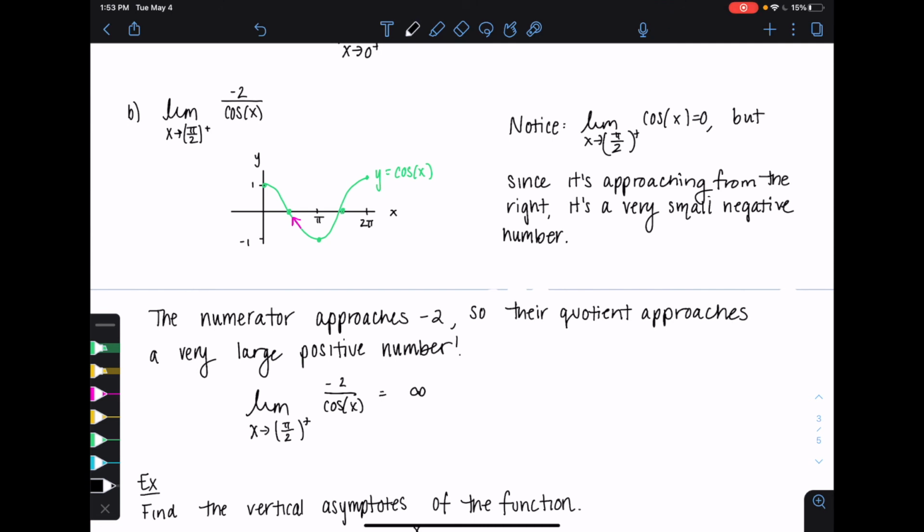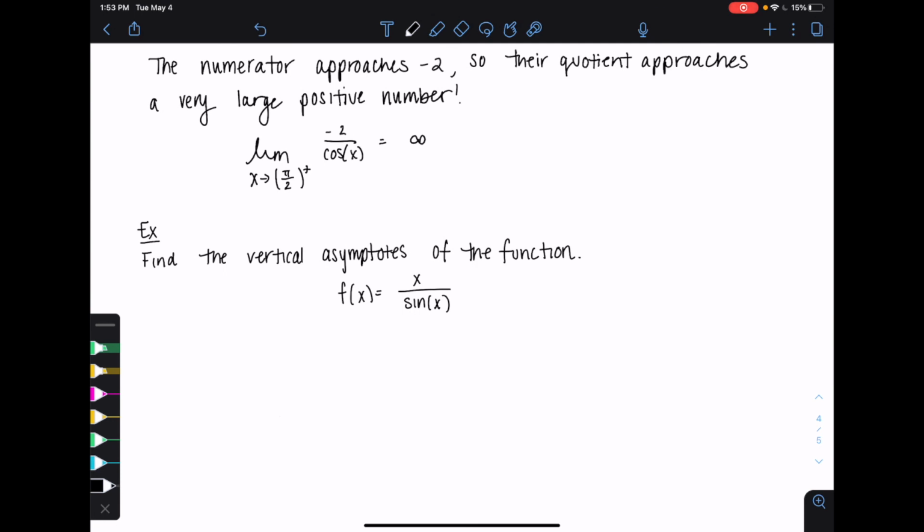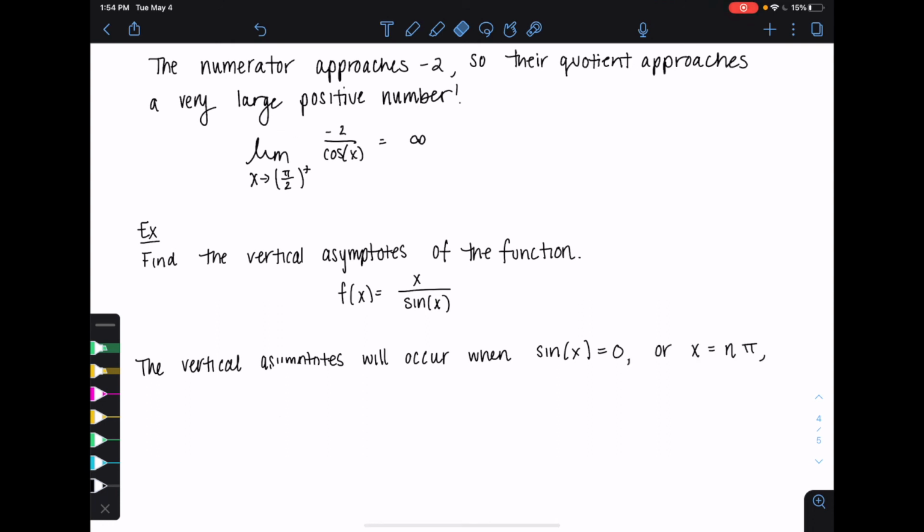Okay. And finally, we've got one last question. We want to find the vertical asymptotes for this function, x over sine of x. And so you're still going to find vertical asymptotes just like you're used to in pre-calculus and trigonometry. Vertical asymptotes occur when that denominator is 0. So in this case, that sine of x is 0. Really, that just happens at multiples of pi, so where n is an integer.